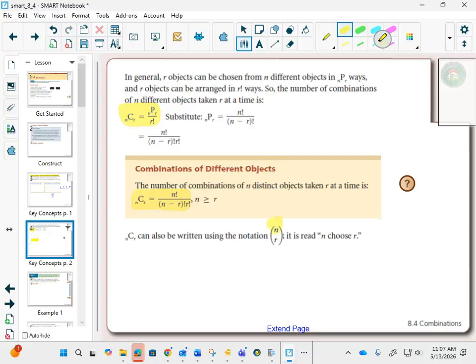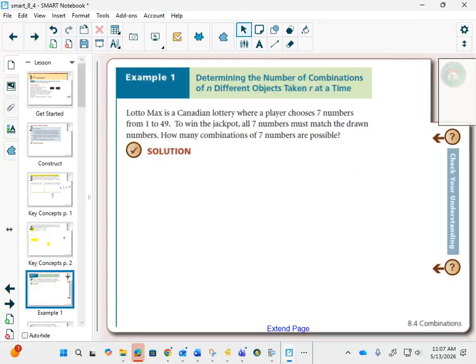And sometimes in universities or in different classes, they write combinations in a set of brackets with the N on top and the R on the bottom. But for us, on our test and our stuff, we'll use the NCR notation. So we get to example 1 here.